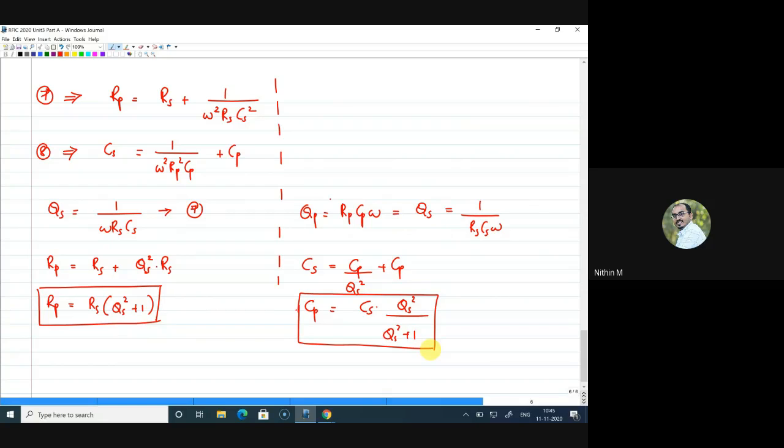Now one more thing we can do here. Say your Qs is very large compared to 1. When I say very large, say Q is having a value of some 4 or 3, so 3 square is 9.